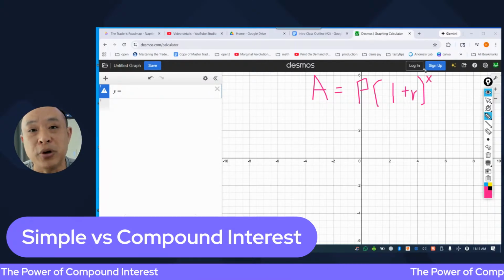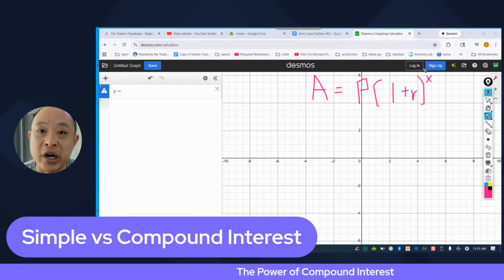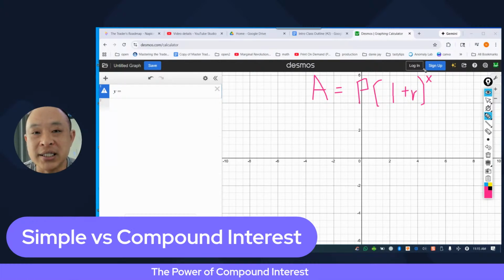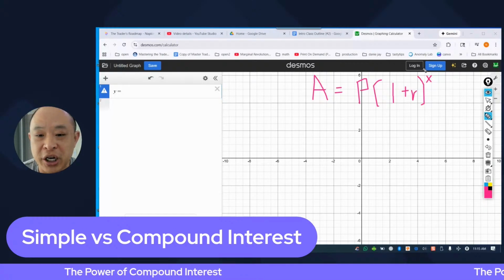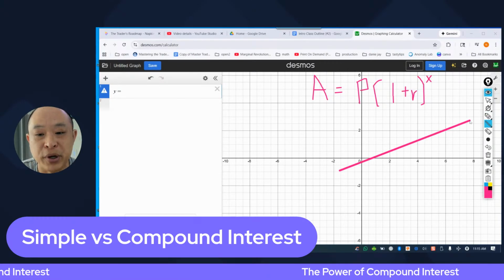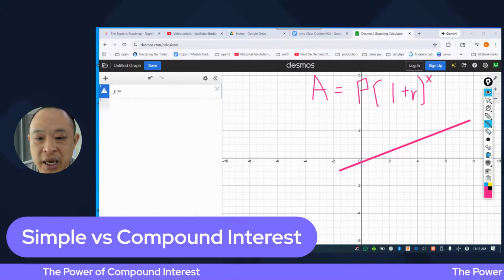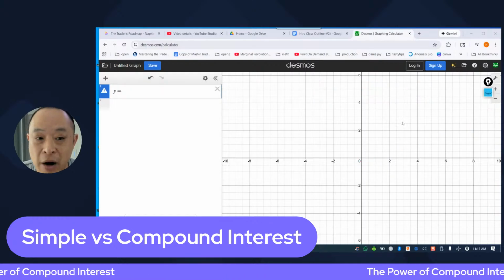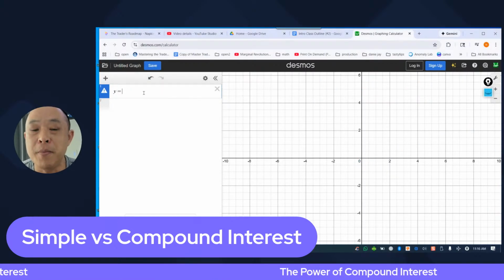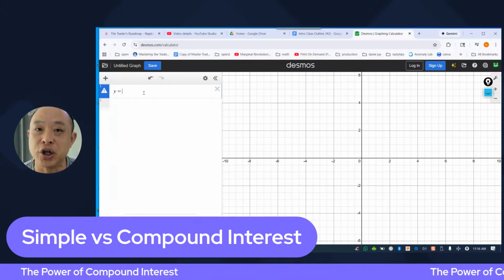This is not simple interest where you're just making the same amount of money every month. It's a constant, right? Simple interest is a linear equation where the line is just a straight line. It's very predictable because your slope or your interest always remains the same. But if you use the power of compound interest, I'm going to show you how your money can grow and compound on each other, where your interest is earning interest on your new amount.